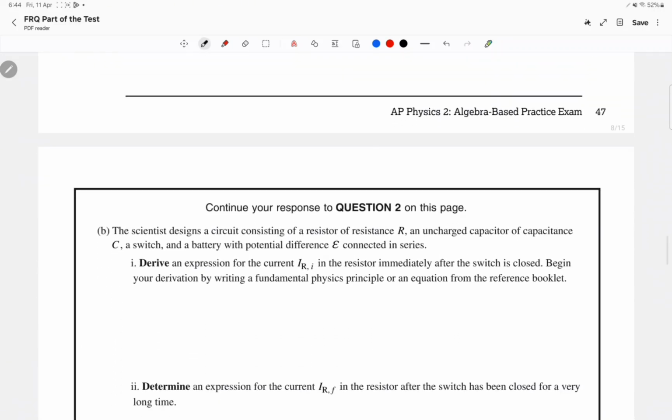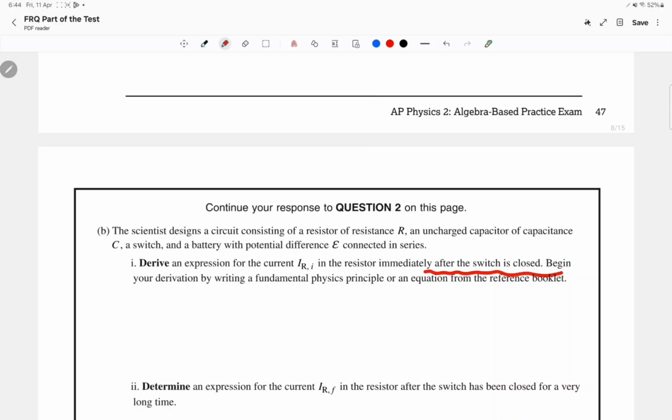The scientist designs a circuit consisting of a resistor of resistance R, an uncharged capacitor of capacitance C, a switch, and a battery with a potential difference connected in series. Derive an expression for the current in the resistor immediately after the switch is closed. When the switch was just closed, does the capacitor get any current?